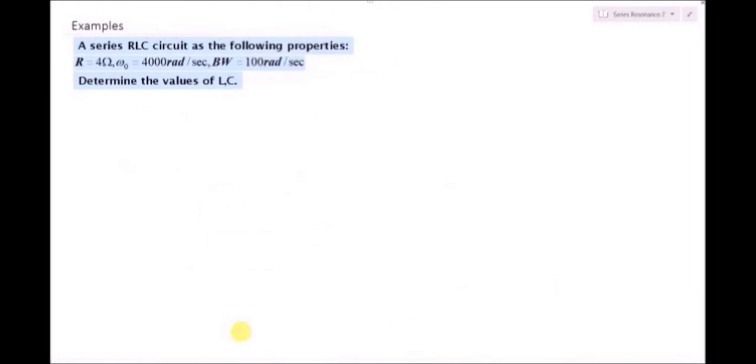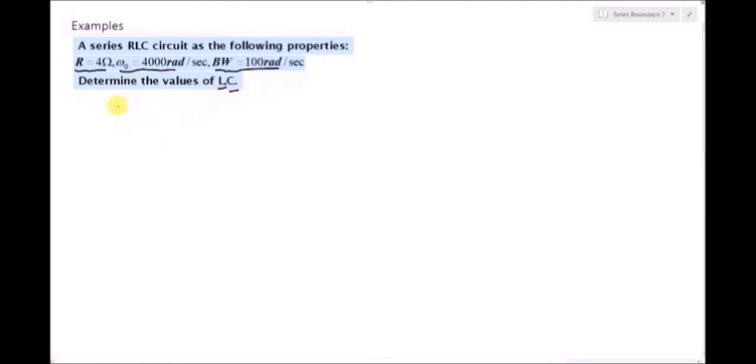Now in this lecture we are going to solve some examples related to series resonance circuits. The first example is just asking you to find the circuit elements, that is the inductor and capacitor. It is a series RLC circuit, and the properties of that circuit are: we are given a resistor value of 4 ohm, a resonant frequency omega naught of 4000 radian per second, and the bandwidth of the circuit is given. What we have to find are the values of inductance and capacitance.